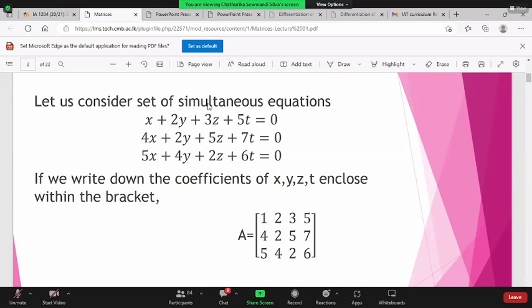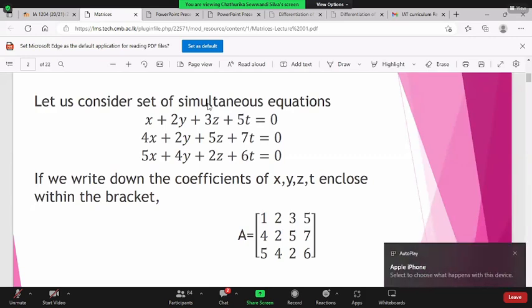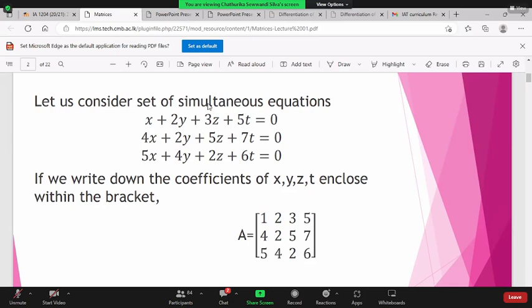Okay, let us consider a set of simultaneous equations. I'm sure that you have already been given sets of simultaneous equations and solved them with the use of Cramer's rule. So before that, let us consider a set of simultaneous equations. Now we are going to learn about matrices.